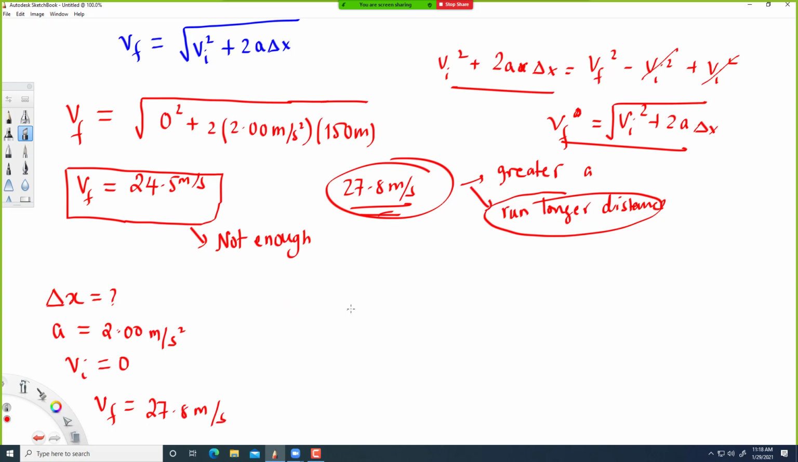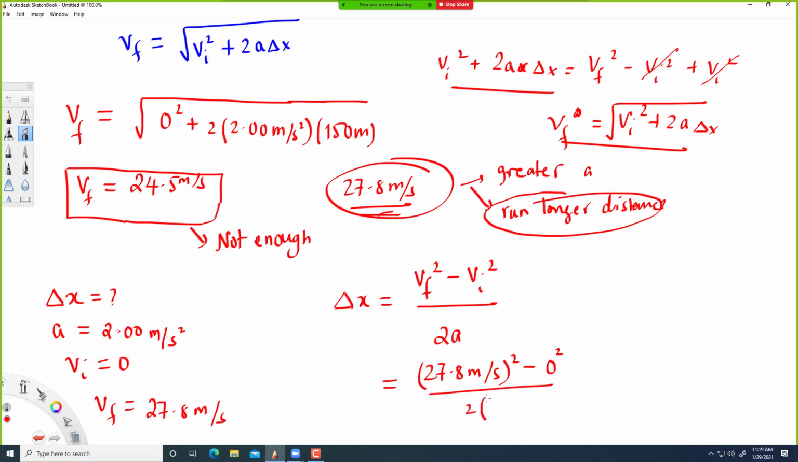So delta x is V final squared minus V initial squared over 2a. So V final is 27.8 meters per second, squared. V initial is 0. And then 2 times acceleration of the plane, which is 2 meters per second squared. So that will give us 193 meters.